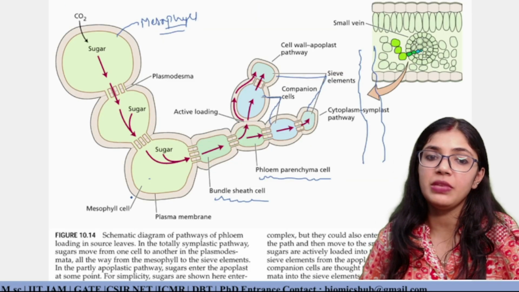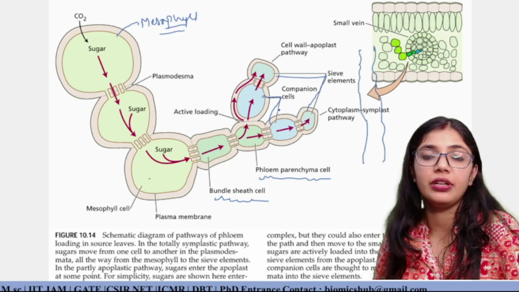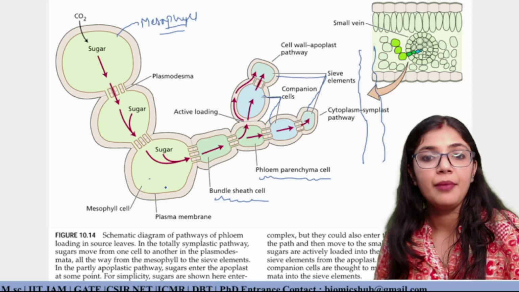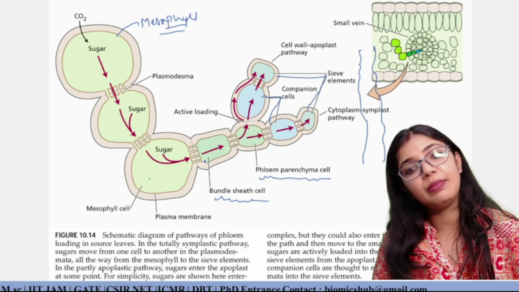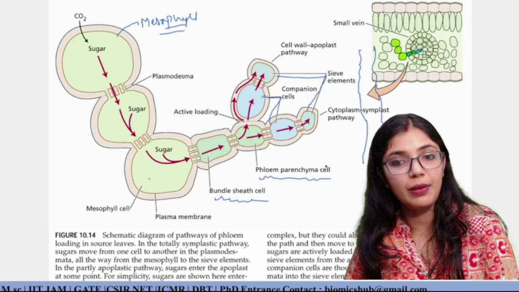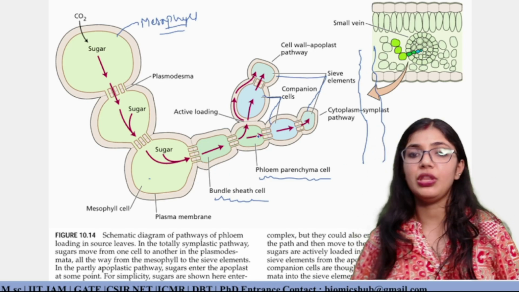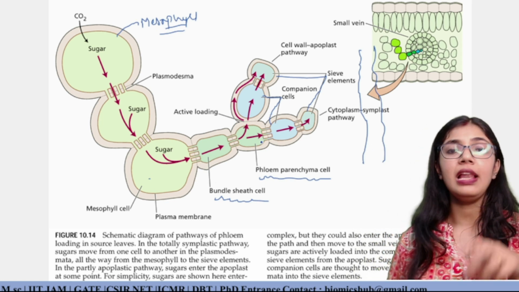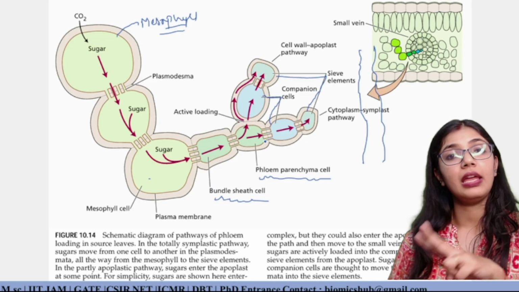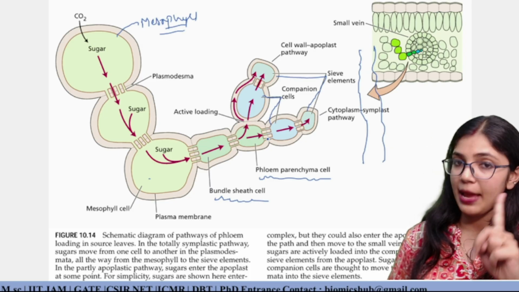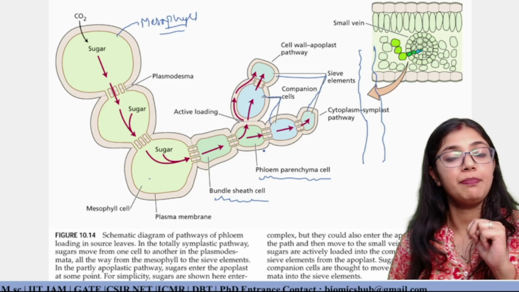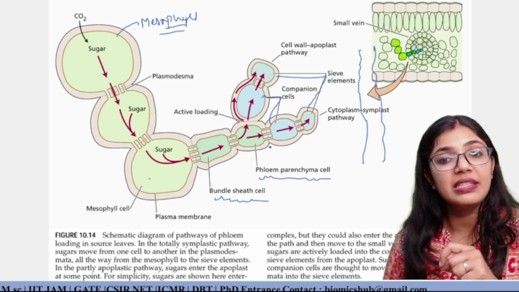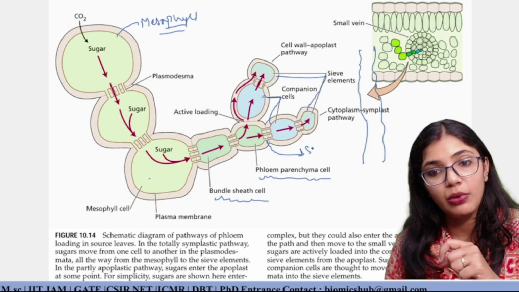So from this mesophyll cell it is not directly transferred into the companion cell. Before that it is being transferred to the bundle sheath cell, then phloem parenchyma, then it is being transferred into the companion cell. When it is transferred into the companion cell, it is being done in two pathways, like one is the apoplastic pathway, next one is the symplastic pathway. What do you mean by symplastic pathway? This is by symplastic pathway.